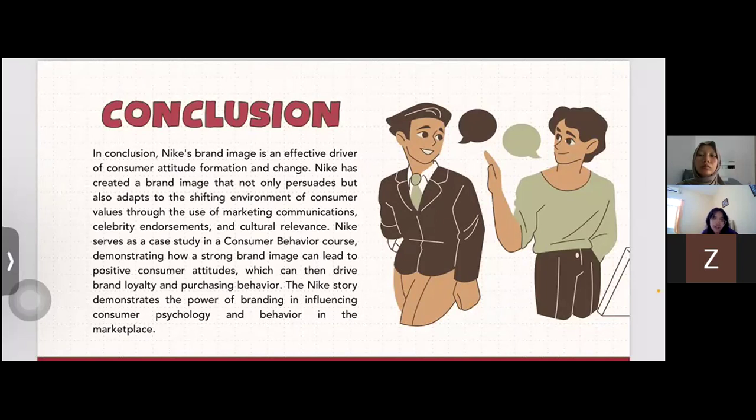Nike serves as a case study in a consumer behavior course, demonstrating how a strong brand image can lead to positive consumer attitudes, which can then drive brand loyalty and purchasing behavior. The Nike story demonstrates the power of branding in influencing consumer psychology and behavior in the marketplace.